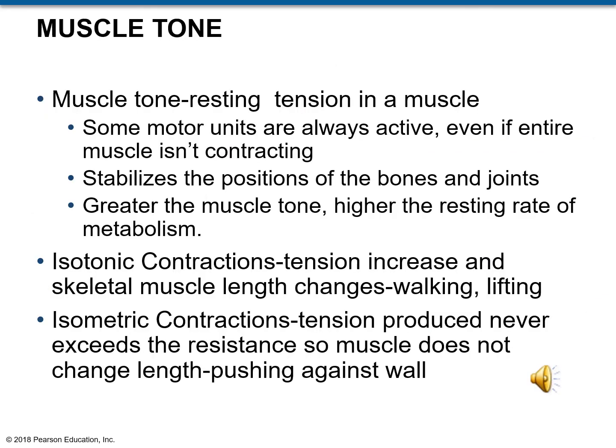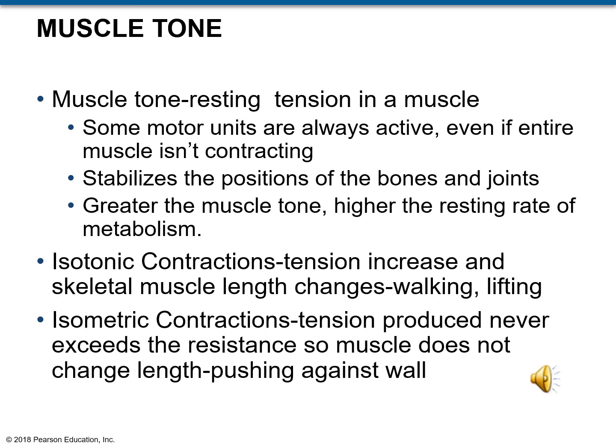Muscle tone is the resting tension in a muscle. Even though your muscle may not be working very much, it still has some motor units that are active. So this provides a little bit of tension. This is going to be involved in stabilizing the positions of your bones and joints, as well as your posture. And the greater the muscle tone, the higher the resting rate of metabolism.